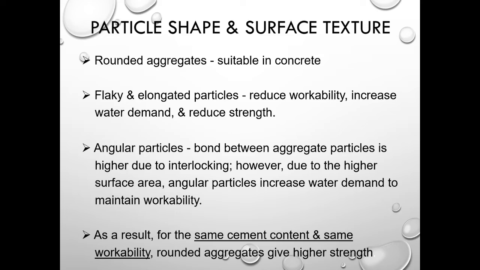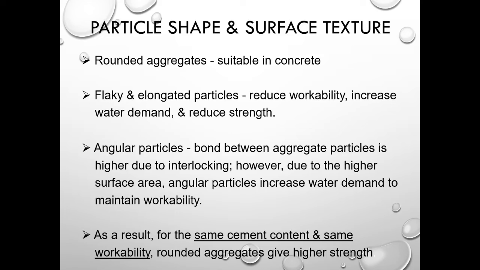Angular particles do give better bond due to the interlocking. So in other words, there is better bond between the cement paste and the aggregates, and the rough texture gives better adhesion. However, when you have angular particles, sharp edges, peaks and valleys in the aggregate, you're going to have an increase in surface area. With an increase in surface area, you are going to require more water to maintain the workability.